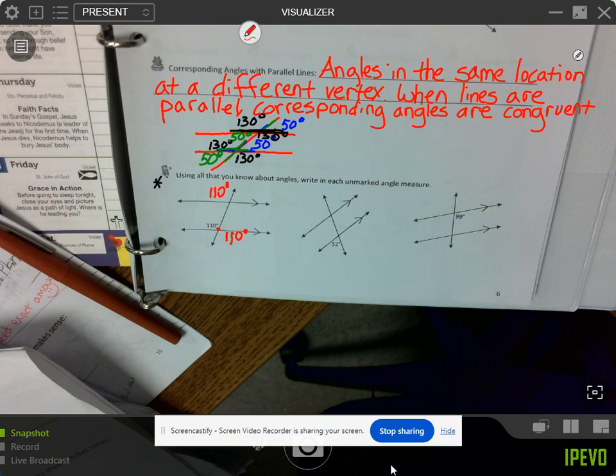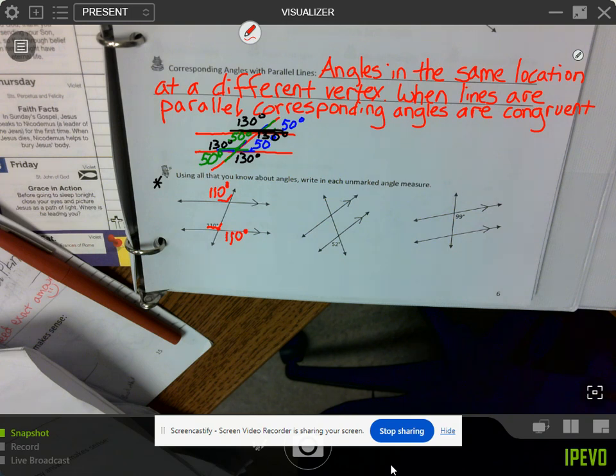How did you know that was 110 degrees, Zelda? Vertical. Not vertical. Vertical is when we share a common vertex. What did you use? Corresponding angles. We know that this angle was 110, so that's the top left angle. So the top left angle up here has to be 110.